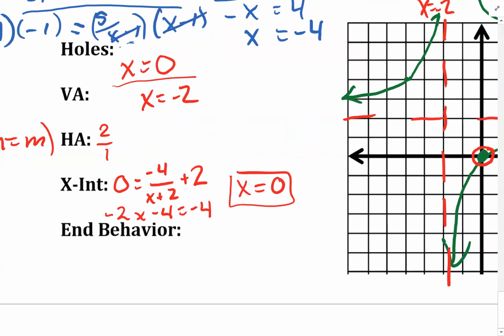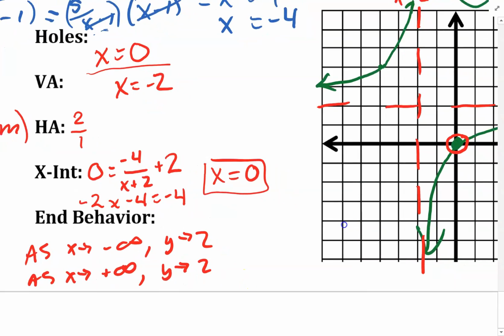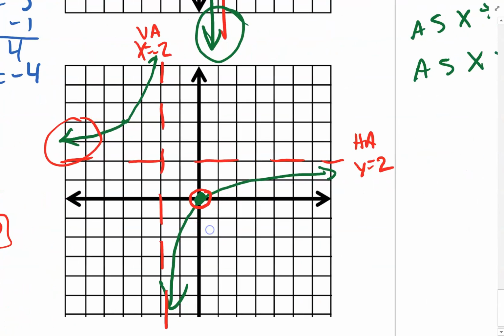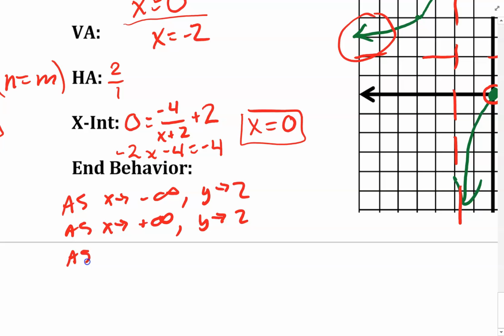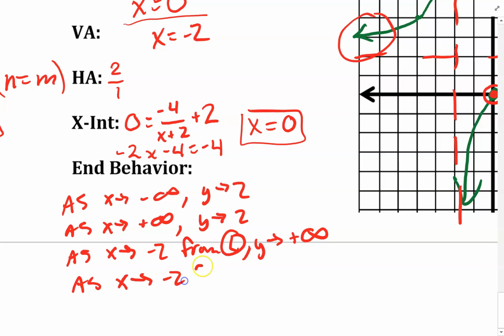End behavior, as we see here, as x approaches negative infinity, y approaches 2. As x approaches positive infinity, y approaches 2. And then as we go towards that vertical asymptote, as x approaches negative 2 from the left, y approaches positive infinity. As x approaches negative 2 from the right, y approaches negative infinity.